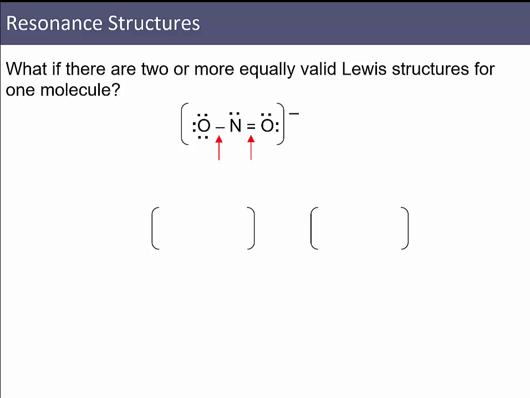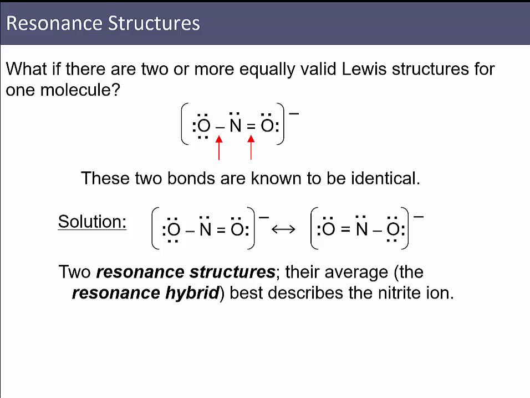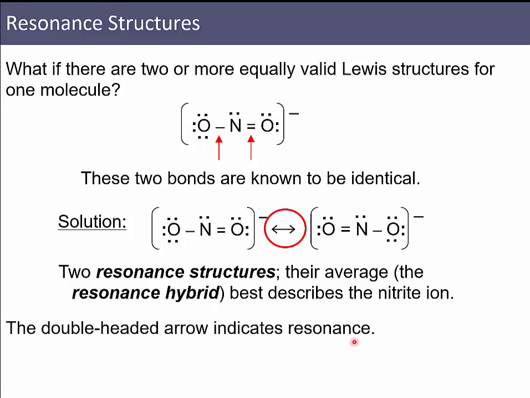We can move this bond around. Those 2 bonds are known to be identical. Our solution is that we're going to draw it like this, where we've got a double arrow indicating that it is a resonance structure, and their average forms a resonance hybrid, which best describes that nitrite ion. Right? This double-headed arrow here indicates that it is resonance.